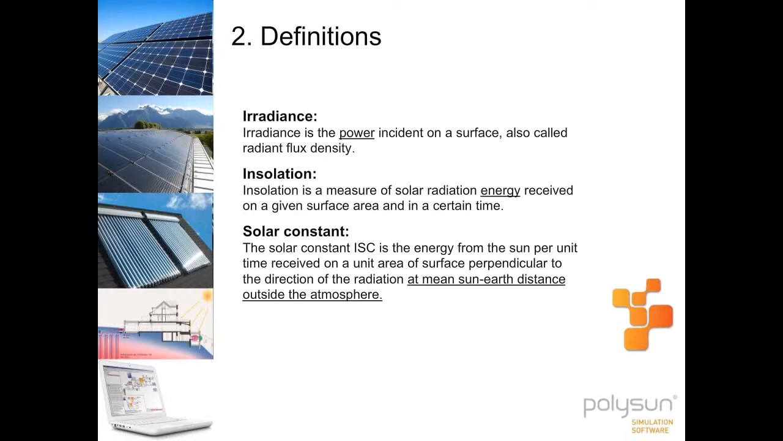Very important terms are irradiance and insolation. Irradiance is the power incident on a surface and it is also called radiant flux density. In contrast to that, insolation identifies the solar radiation energy received on a given surface in a certain time. The last definitions lead over to the next slide: the solar constant.